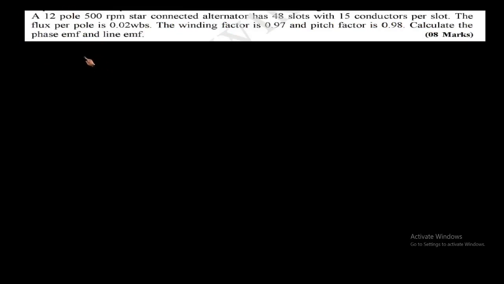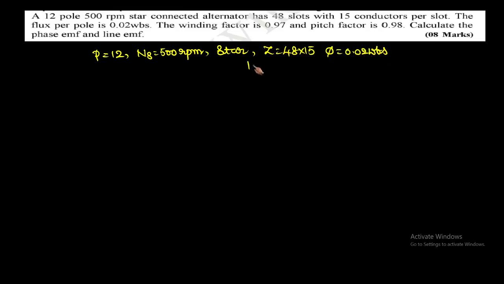Okay, so 12 pole, let us write the number of poles as 12. And it is rotating at 500 rpm. Next, it is star connected alternator, having 48 slots, and the number of conductors per slot is 15. I am keeping it like that only instead of wasting time. Next, flux per pole is 0.02 webers. Next, the winding factor Kd is given as 0.97. Next, Kp is given as 0.98.